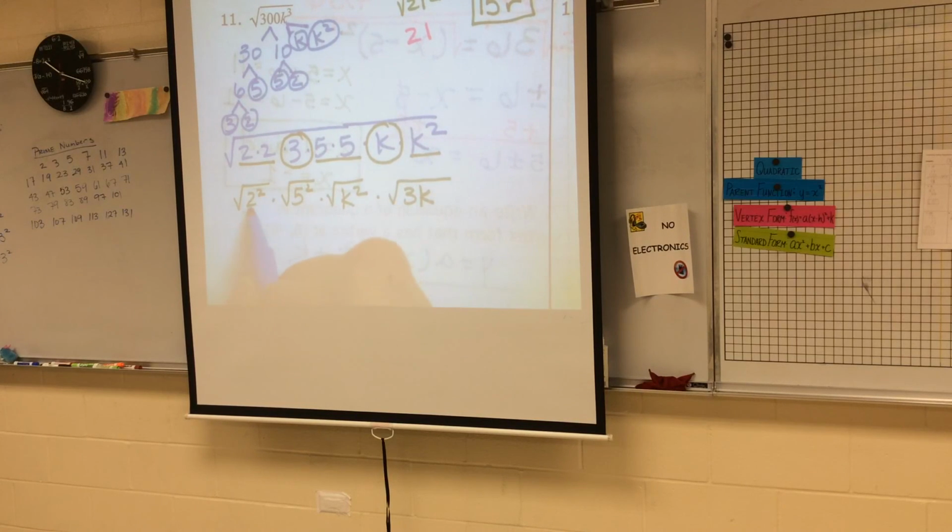So the square root of 2 squared is 2. The square root of 5 squared is 5. And the square root of k squared is k. And then 3k, the square root of 3k does not simplify. So we have the square root of 3k. So 2 times 5 times k is 10k, square root of 3k.